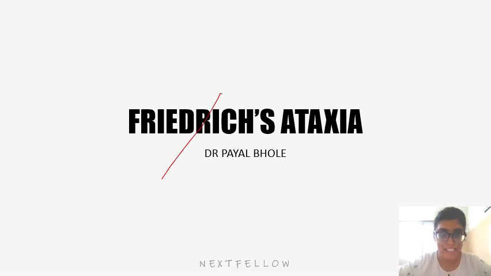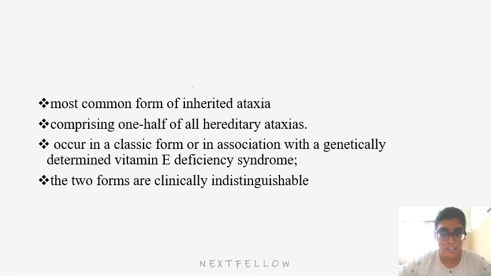Let's talk about Friedreich's ataxia. Friedreich's ataxia is the most common form of inherited ataxias. It comprises almost 50% of all hereditary ataxia. It occurs in a classic form or in association with a genetically determined vitamin E deficiency syndrome. So there are two forms: one is a classic form and one is genetically determined vitamin E deficiency syndrome. And both forms are clinically indistinguishable.